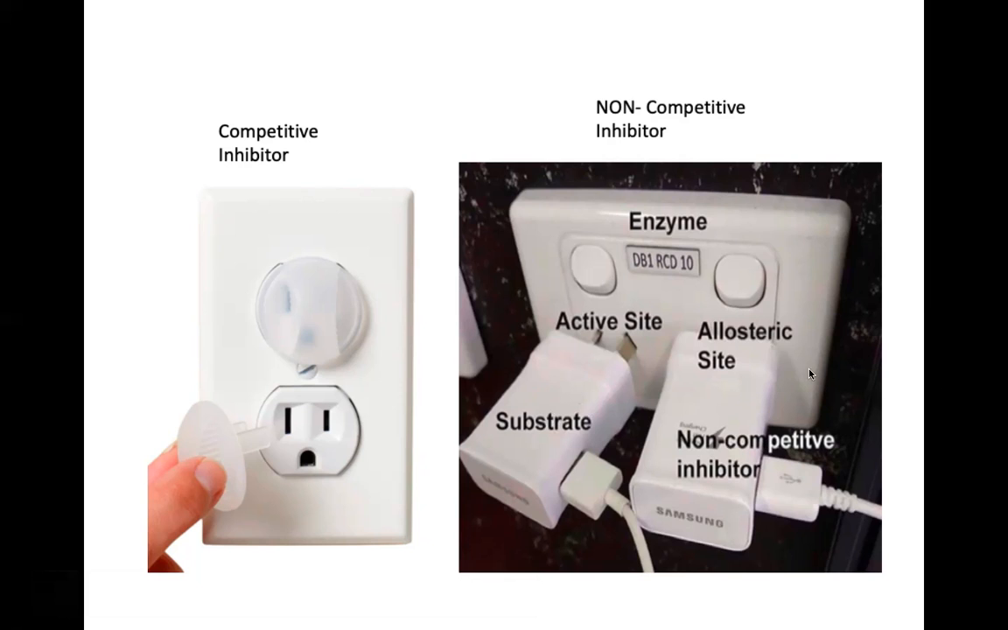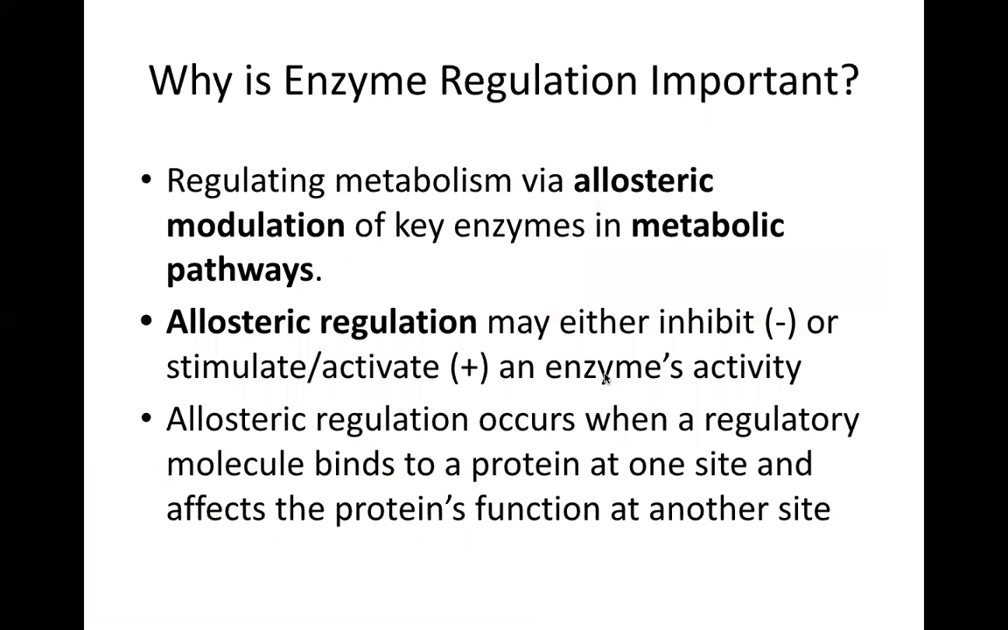So this is how allosteric sites work. The inhibitor binds elsewhere. It doesn't bind to the actual active site, but it prevents the substrate from binding very well to its active site, and it prevents the enzyme from functioning.